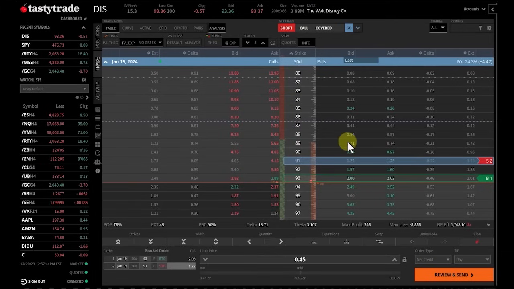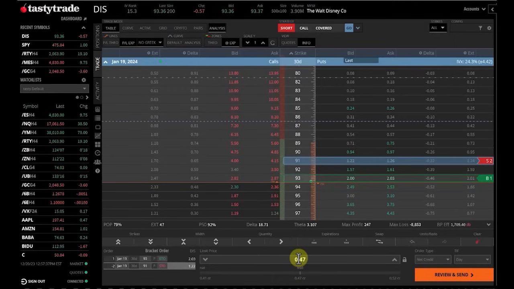The bid is 71 cents, the offer is 74 cents, so it's somewhere around 72 or 73 cents. Well, look at what happens if I bring the butterfly back into the mix. Look at what happens to my credit/debit. I buy my 89 strike, and now I'm at a 26-cent debit. If I eliminate that strike, I'm back to a 46, 47-cent credit.